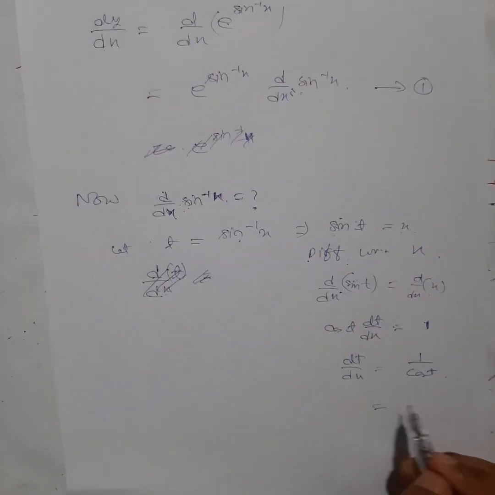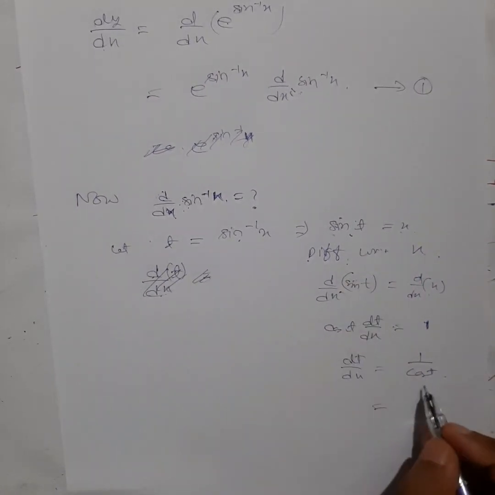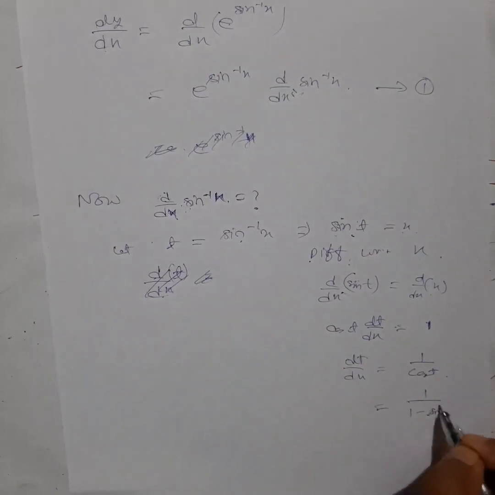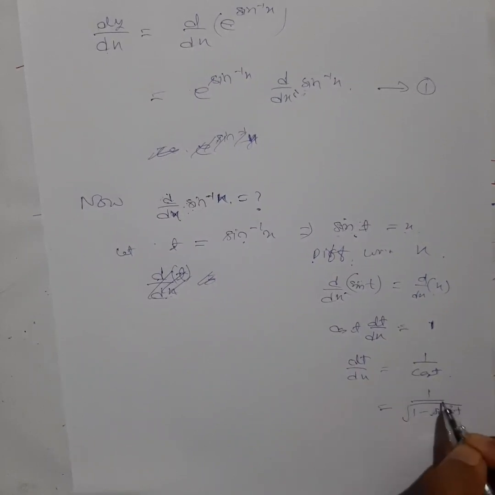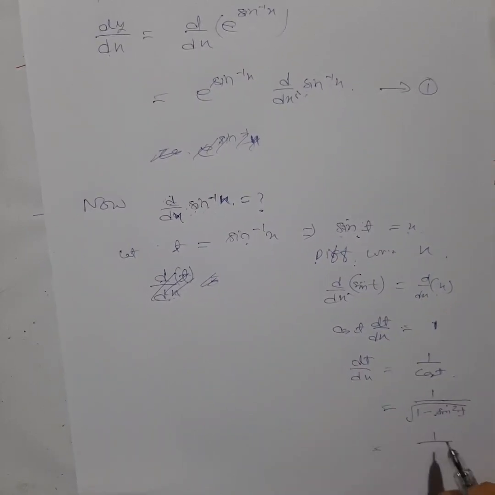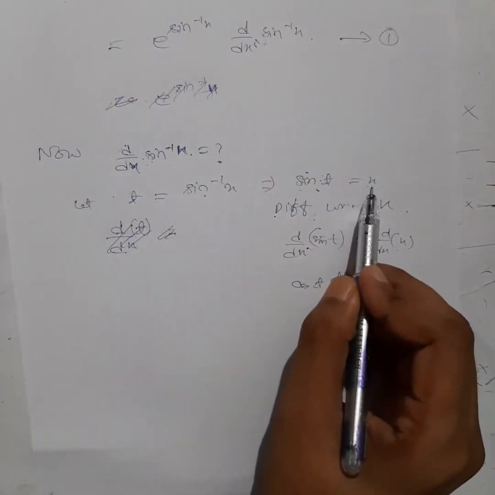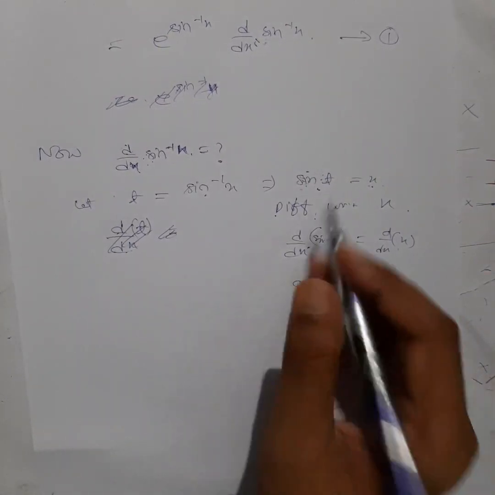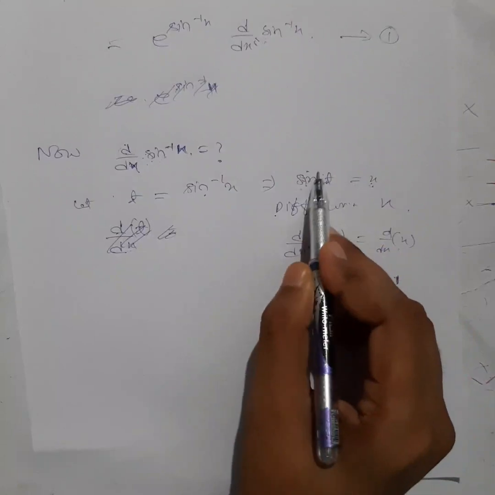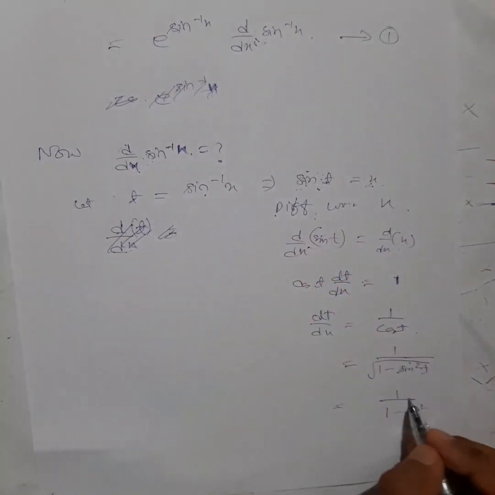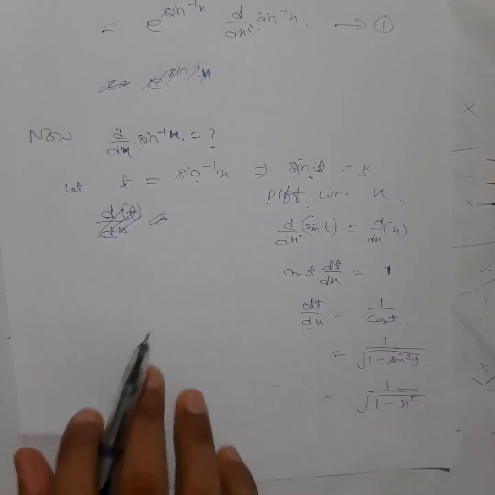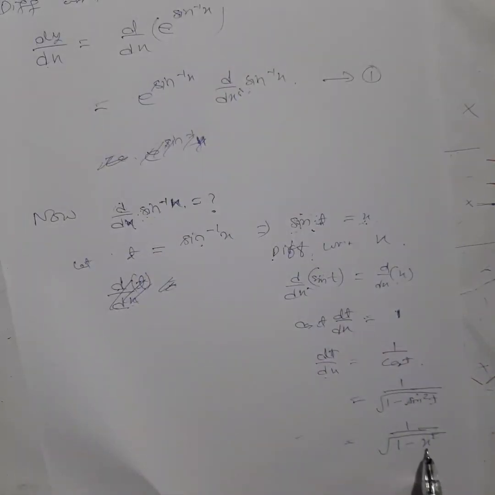Now cos t, what can I write? Can I write it in terms of sine t, so that I can write this in terms of x only? So 1 by square root of 1 minus sine square t. Sine t is equal to x, so sine square t will be how much? x square, right? So your dt by dx is equal to how much? 1 by square root of 1 minus x square.